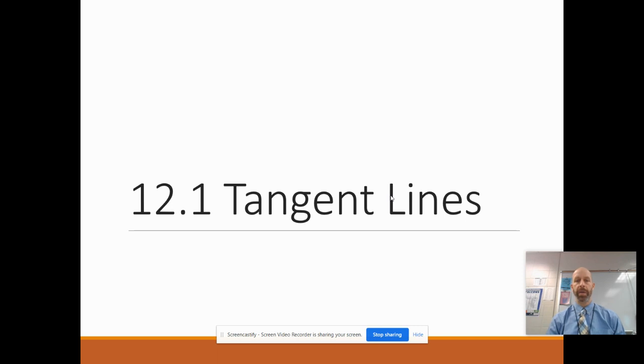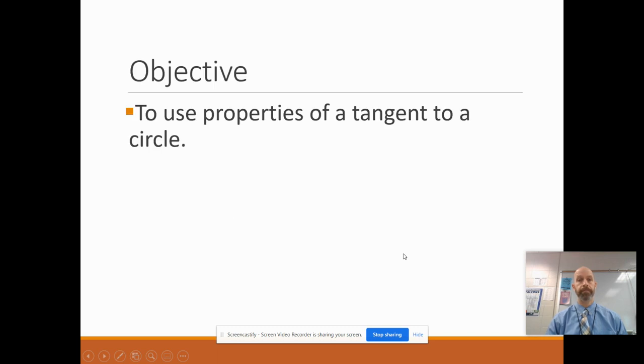So last week we did two lessons, but one of the lessons was on Chapter 10, where we built the foundation for circles, talking about radii, diameters, etc., circumference, area. Today we're going to move on, and we're going to look at tangent lines to circles. Our objective here is to use properties of tangent to a circle.